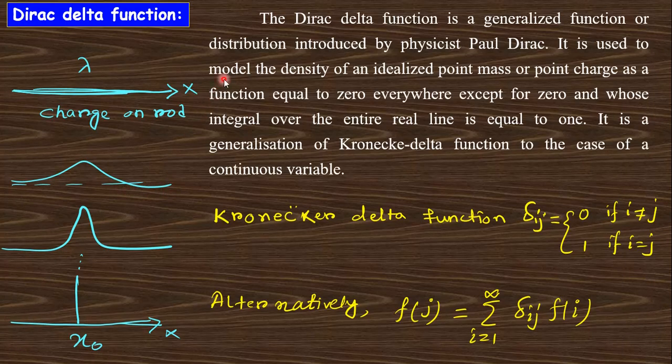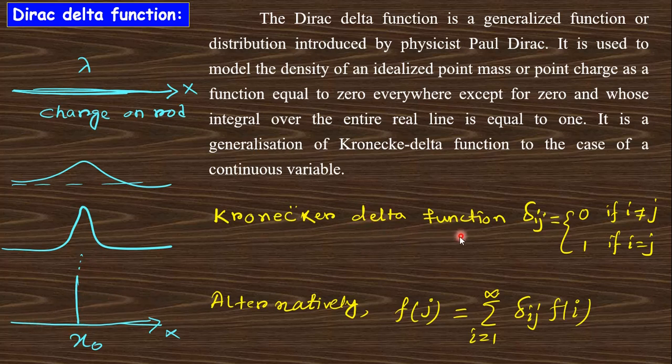Dirac delta function: actually, consider the charge distributed in a rod along the x-axis. This is the charge, where lambda is the charge per unit length, the line charge density, right? Now if you want to accumulate this charge at a point along the y-axis, at a time, the charge will be present at x equal to 0, and in the other part the charge will be 0. This is actually the Dirac delta function.